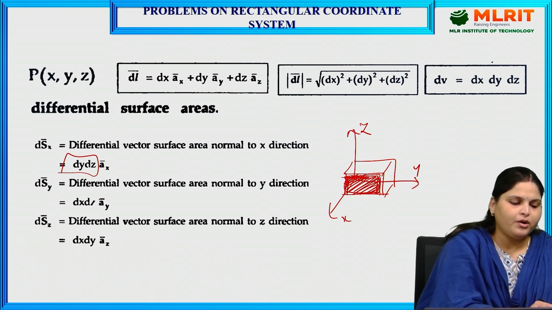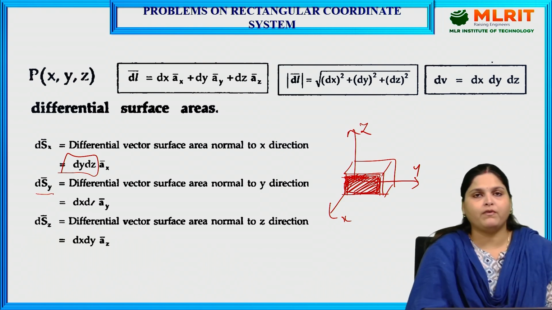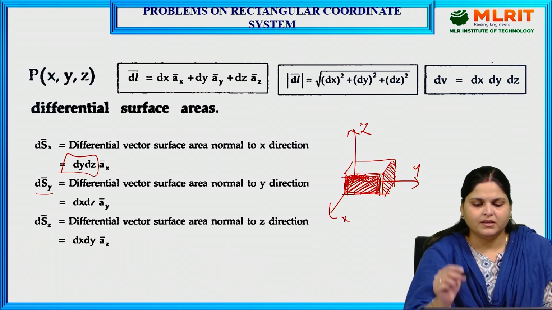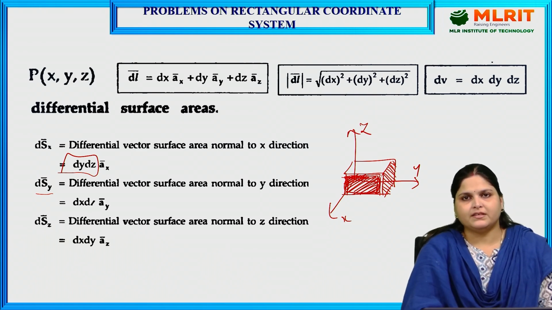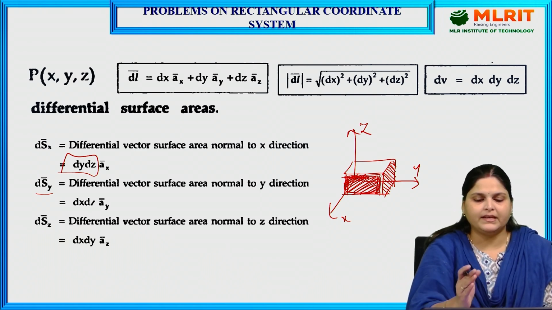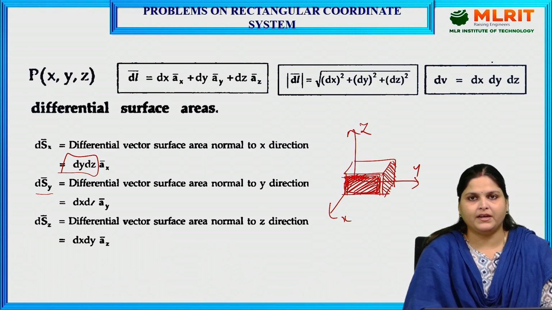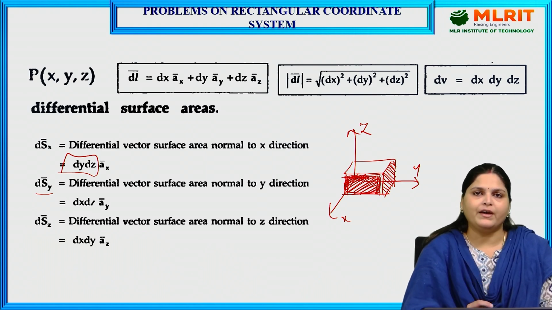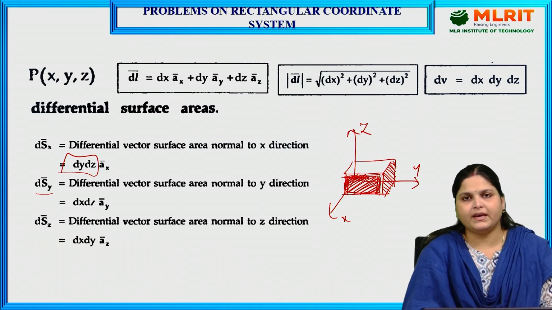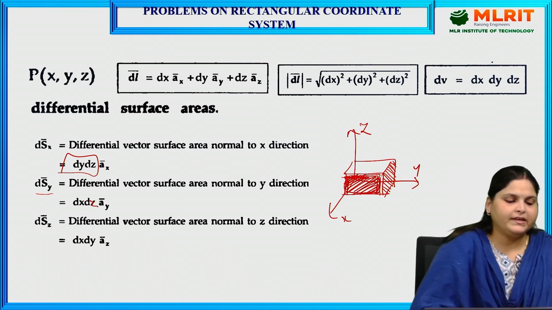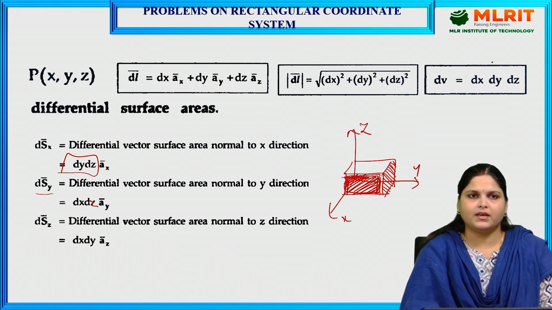If we talk about the constant y surface, that means this particular surface. You can see it is on the y-axis, and it can vary in the x and z directions, but it cannot vary in the y direction. So this is called the y constant surface or the xz surface. Its formula is dx dz and the direction is ay.